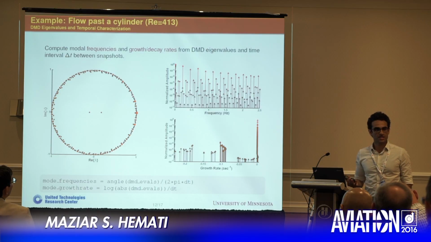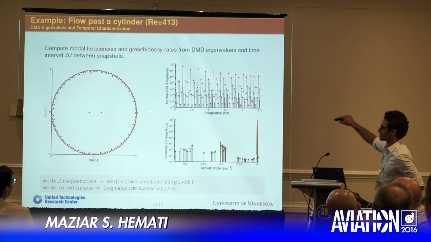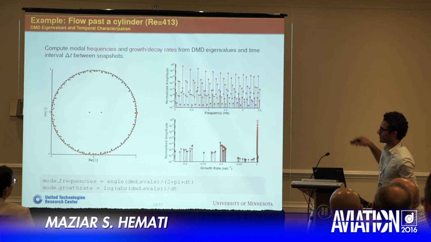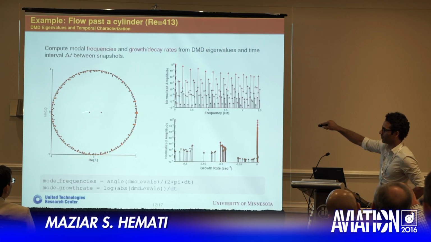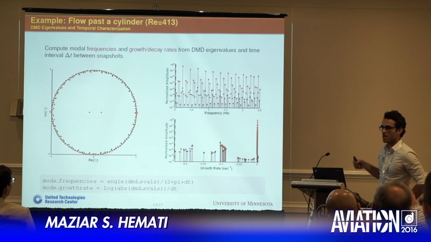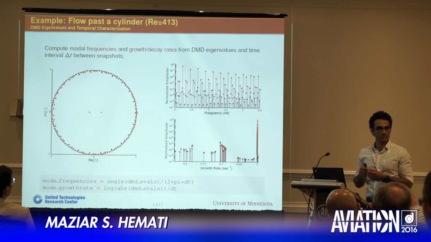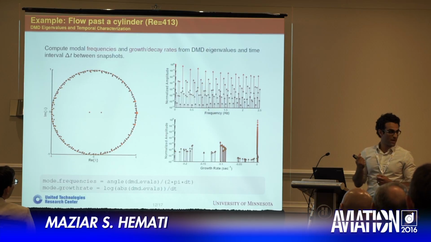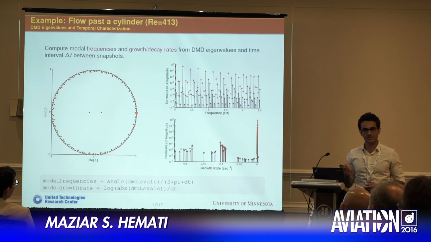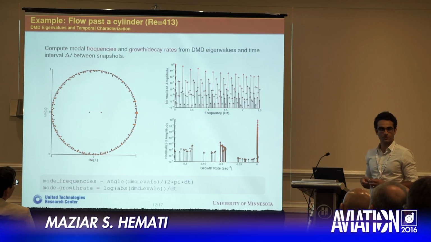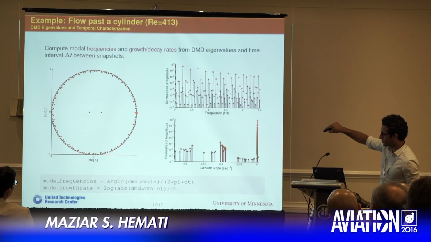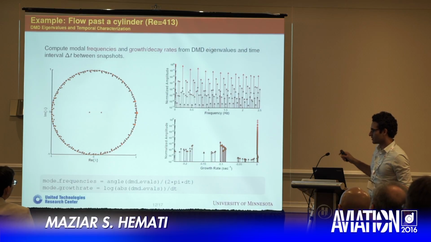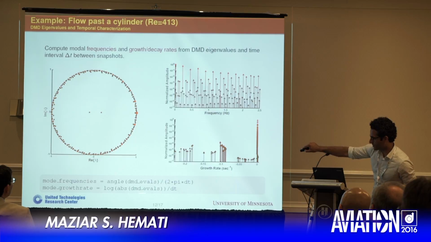We can also look at growth and decay rates. Growth and decay rates, rather than being associated with the relative angle from the positive real axis, are associated with the radial distance from the origin, from the center of this circle. If the magnitude of an eigenvalue is larger than 1, it is growing, it is unstable. If the magnitude is less than 1, it is decaying, and if it is equal to 1, then it's a purely oscillatory mode, not growing or decaying in time. So we plot those here. Growth rate in units of per second.